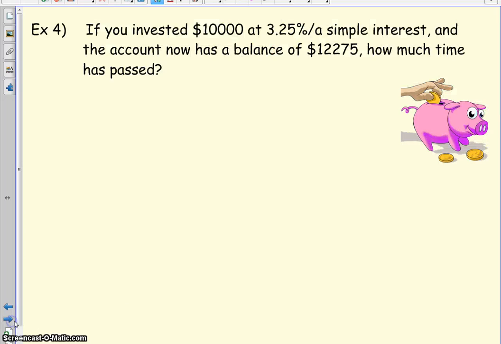Okay, so let's take a look at one last example. In this particular example, you're investing $10,000 at 3.25% per year simple interest. And after a certain amount of time that we don't know, it's now worth $12,275, and we want to figure out how much time has passed. So I'd like you to take some time, think about this one on your own, and once you think you have an answer, push play, we'll talk about it, and then that'll be it for this lesson.